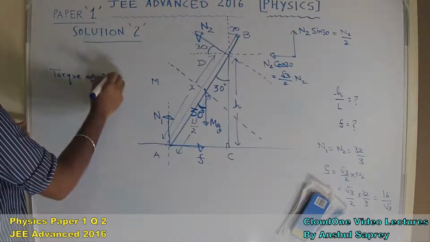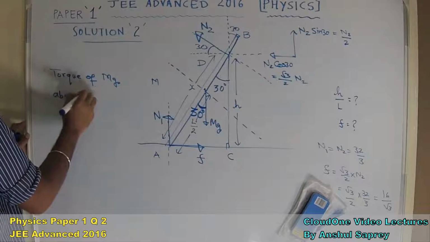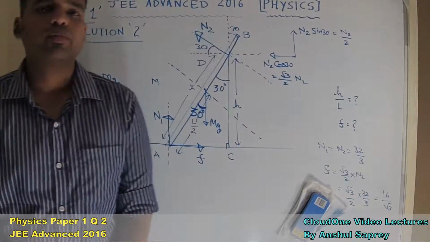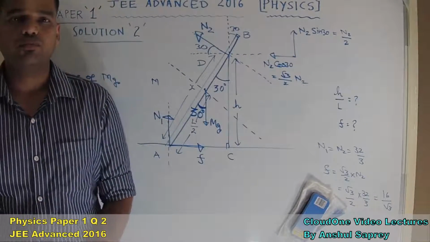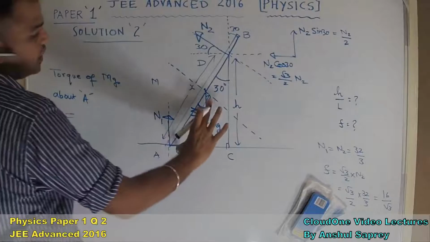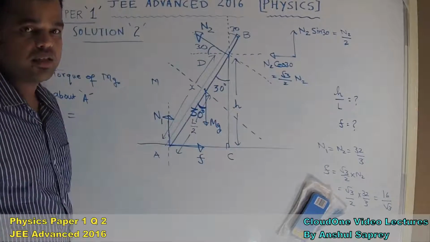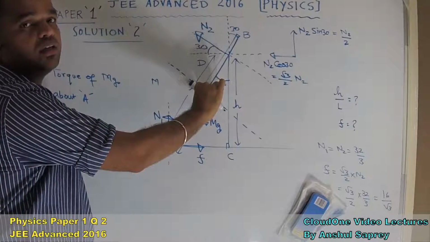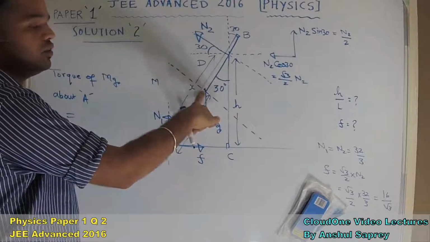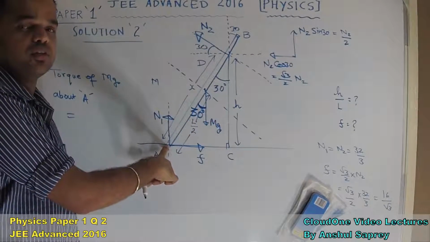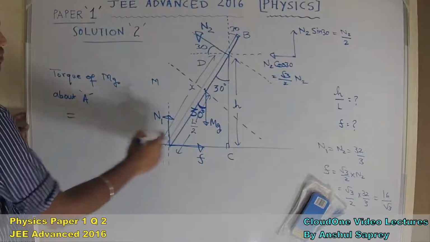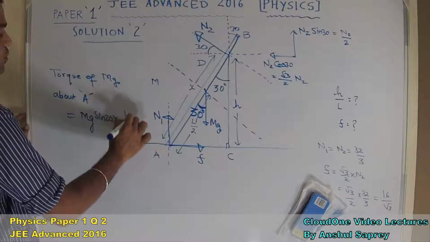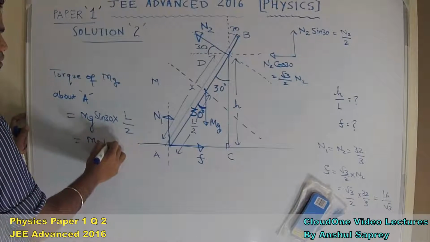Torque of mg about A. So we know that the torque of a force is equal to force into perpendicular distance of the line of action of force from the point. So the perpendicular distance will be L by 2 and the force we have to consider as mg sin 30, because the mg sin 30 is perpendicular to the line joining the point where the force is acting and the point about which you are going to find the torque. So torque of mg will be mg sin 30 into L by 2. So this will be mg into L by 4.